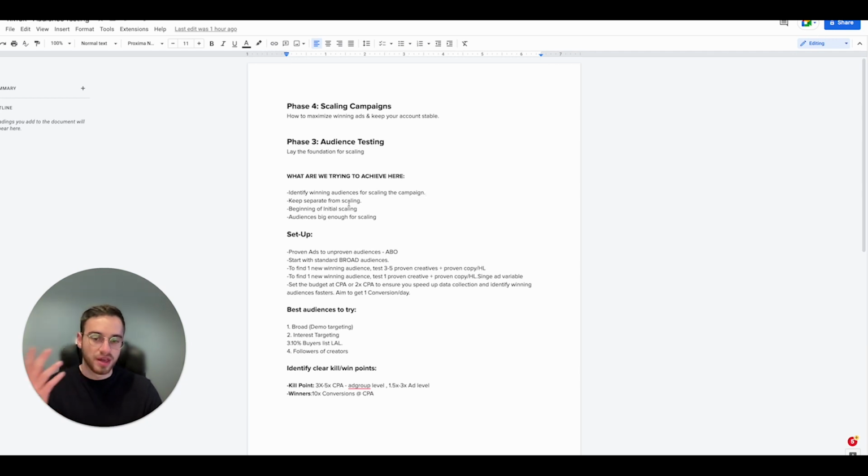Now, this is the beginning of initial scaling. This is when, as I said, we have some winning creative pieces ready to go, and we're just looking to scale. So we need to identify a few winning audiences that will help us scale and push budgets. Now, a big thing here is to keep the audience big enough for scaling.